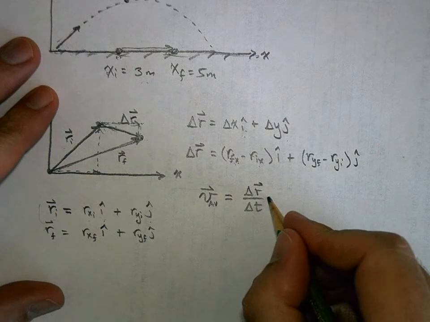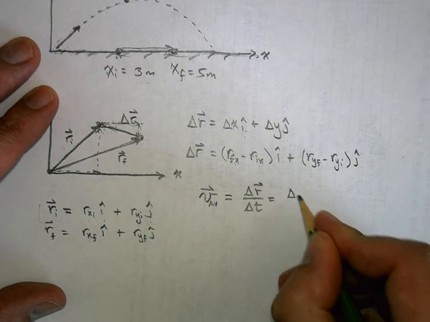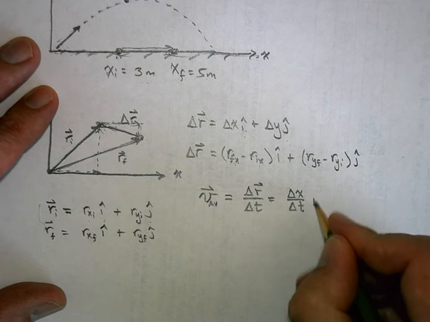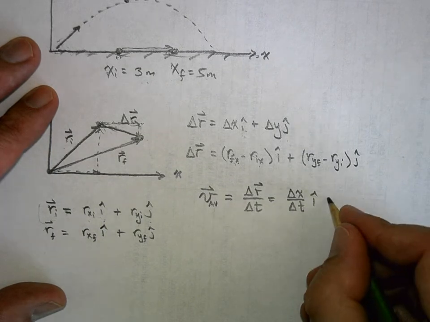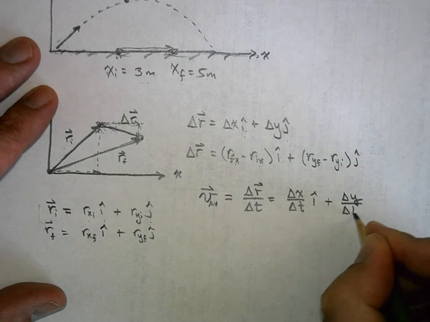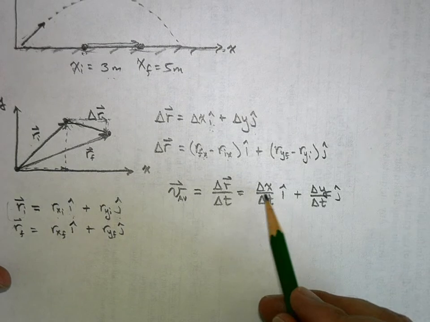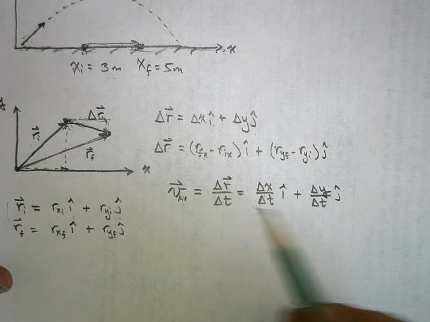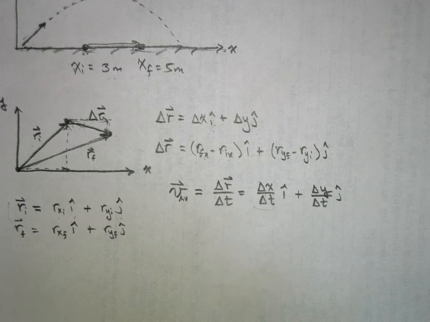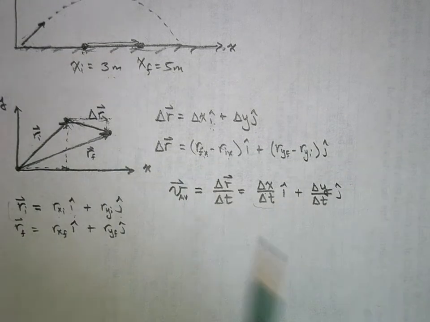So if I take this and plug it in over here, this is delta x over delta t in the i hat direction, plus delta y over delta t in the j hat direction. See, I'm changing my position in x and y at the same time. That's kind of what defines two-dimensional motion. Well, this is my average velocity.